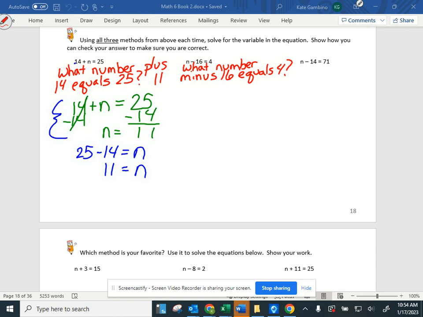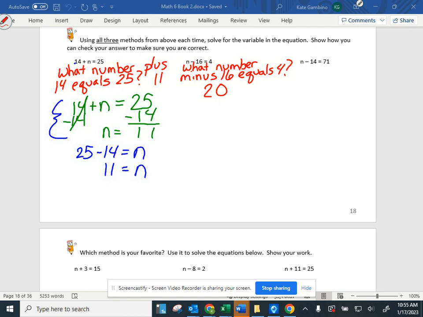12 minus 16 equals 4? Oh, no, it would be negative. Yeah, we don't want it to be negative. We want it to be a positive 4. So what number minus 16 gives us the answer 4? 20. 20 minus 16 equals positive 4.